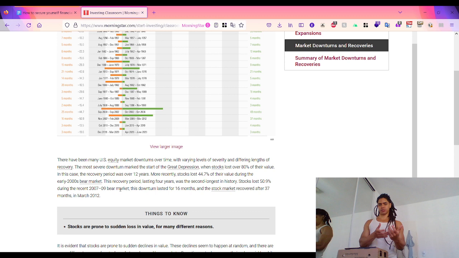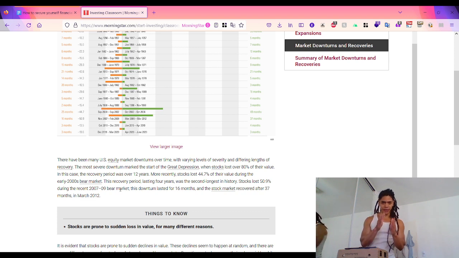And more recently, stock lost 44.7% in the early 2000s, which is the dot-com bubble. The recovery period lasted 4 years. And in the 2007-2008 bear market, the banking and debt crisis, stock lost 50.9% of their value, and the recovery after that was 37 months, 3 years and 1 month.